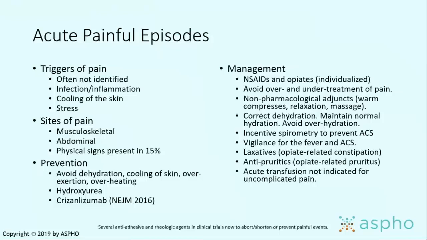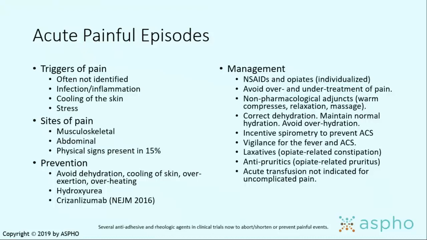So how do we manage pain? We use NSAIDs, we use opioids, we try to individualize it to the patient and family, their age, what they can take. We want to avoid overtreatment. We also want to avoid undertreatment because that can make them have a lot of behaviors that develop because their pain isn't being treated. Nowadays, we're trying to push more non-pharmacologic adjuvants: warm compresses, relaxation, massage, acupuncture, acupressure, yoga, guided imagery, all of those type of things to help them better cope with their pain as opposed to just throwing medications at it alone. We want to correct dehydration.